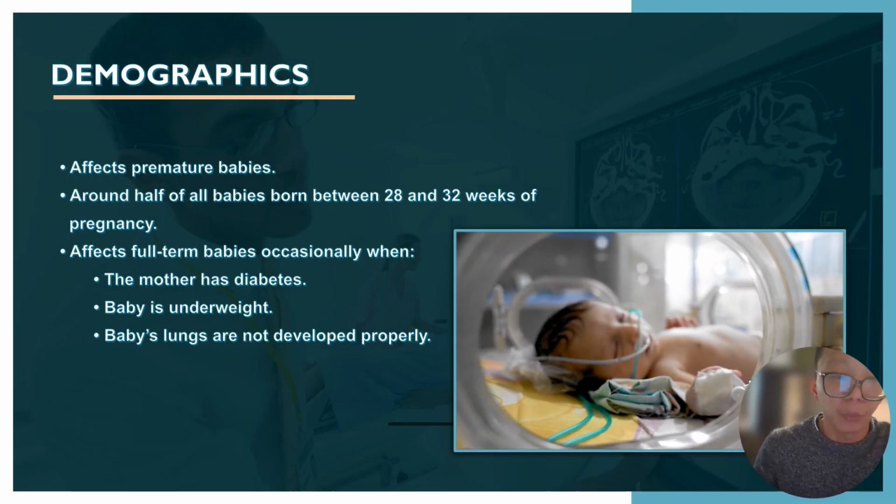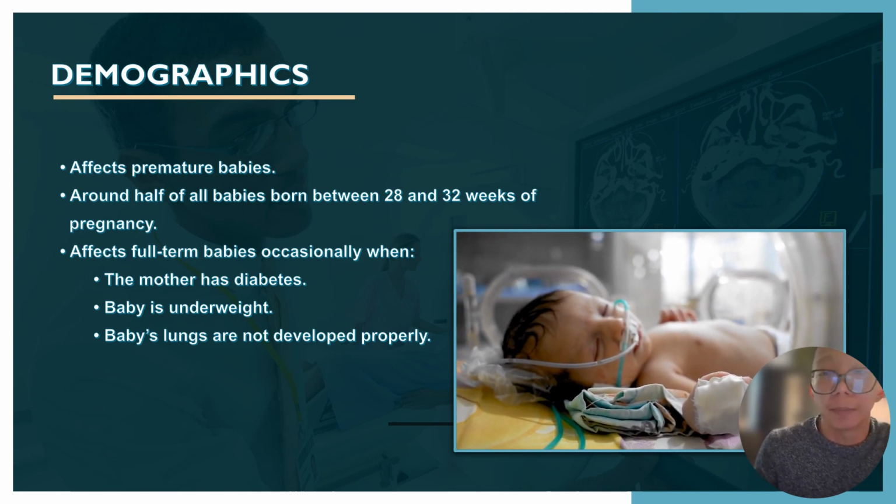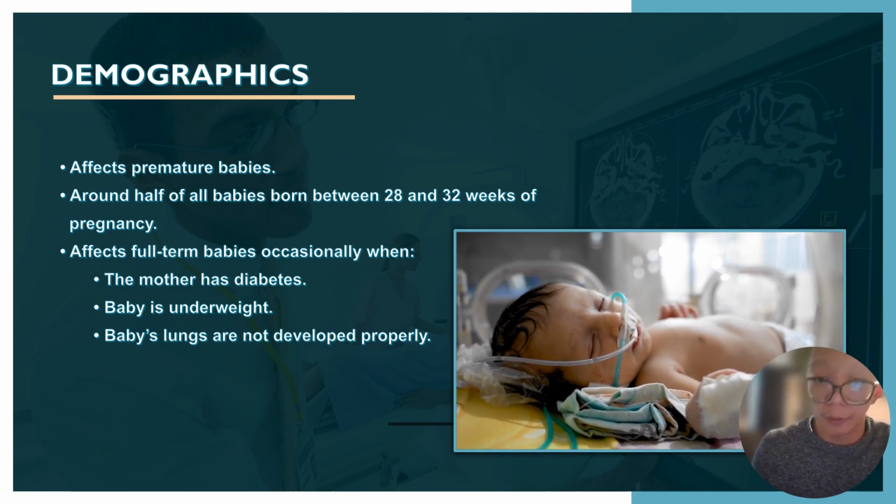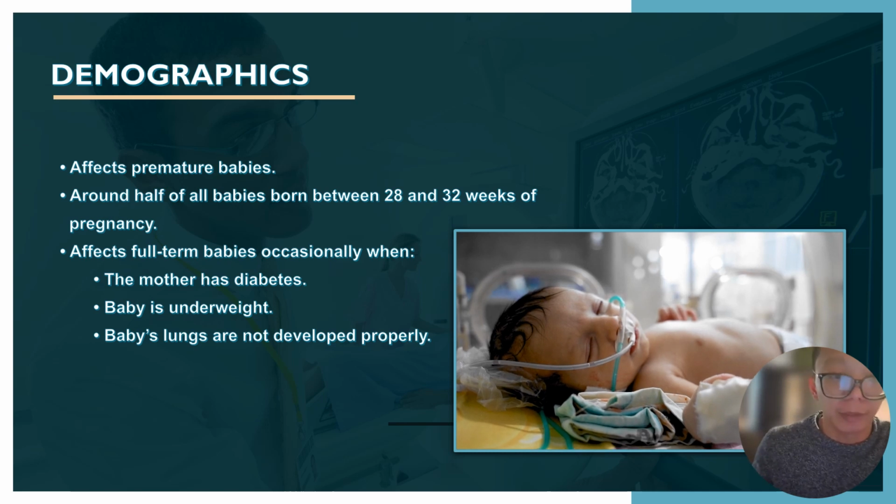Demographics. Who is most likely to develop this disease? Like what I've mentioned from the previous slide, it usually affects premature babies. Around half of all babies born between week 28 and week 32 of pregnancy usually develop NRDS. In recent years, the number of premature babies with NRDS has been reduced with the use of steroid injections, which can be given to the mother during premature labor.